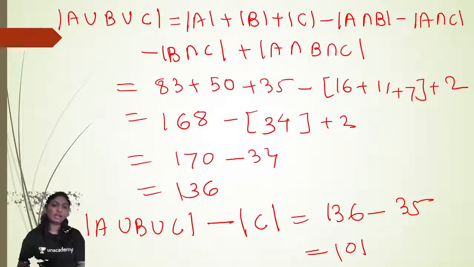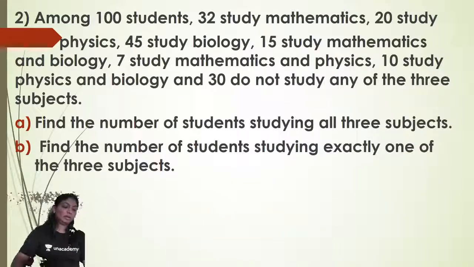What we have done: we took the total number of integers divisible by either 3 or 5 or 7, and subtracted the number of integers divisible by 7. That gives you the number of integers which are not divisible by 7. Clear? So both the conditions are clear. Now, let's see the next question.